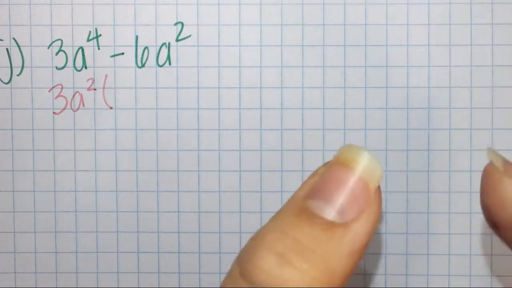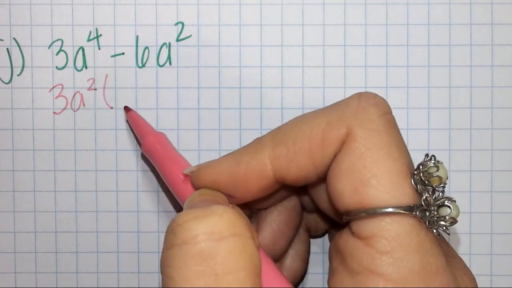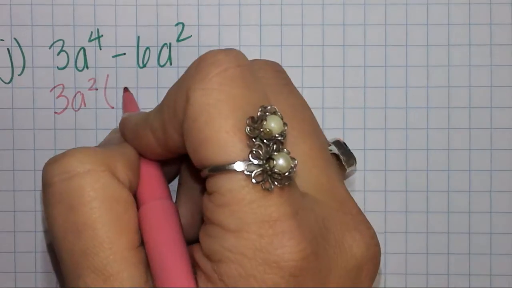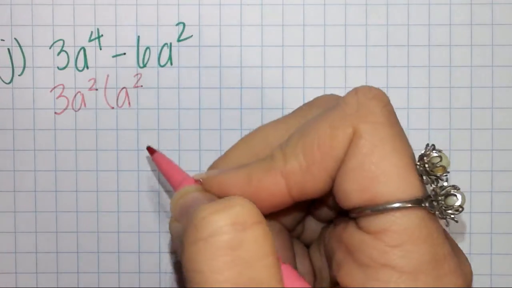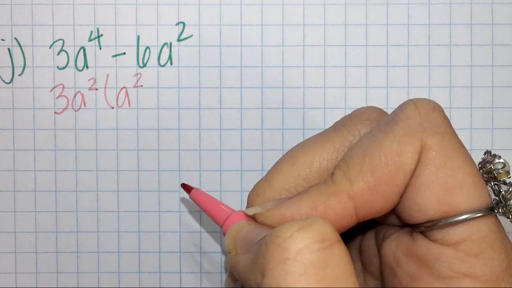Alright, if I breathe, we're dividing. 3 divided by 3 is 1. Okay, I knew it. And if you have 4 A's and you take out 2, how many are left? You got 2. If you have 4 and you take out 2, you have 2 left.